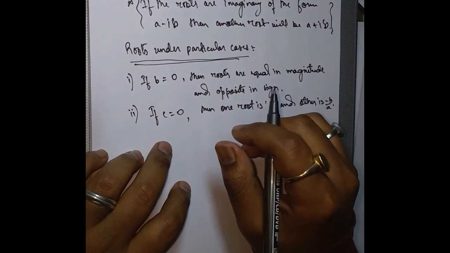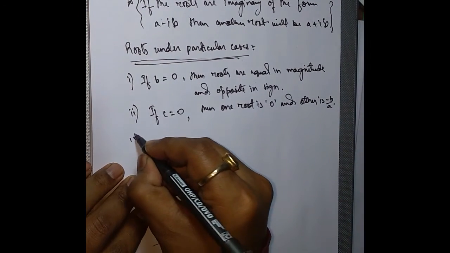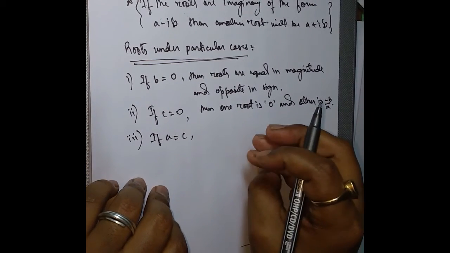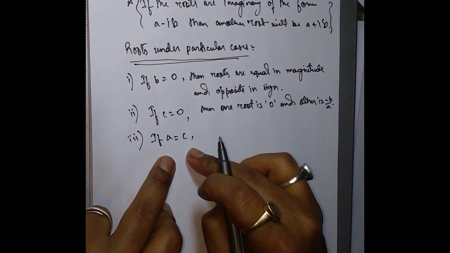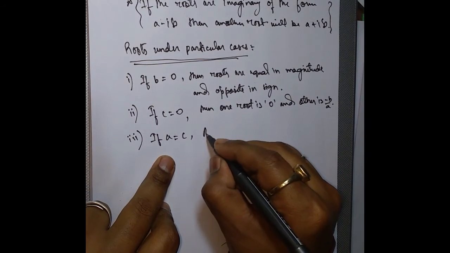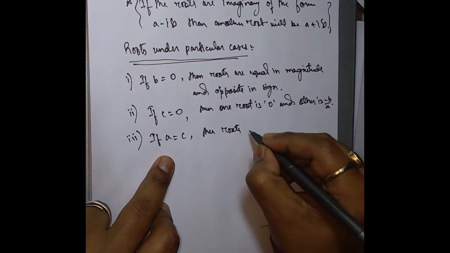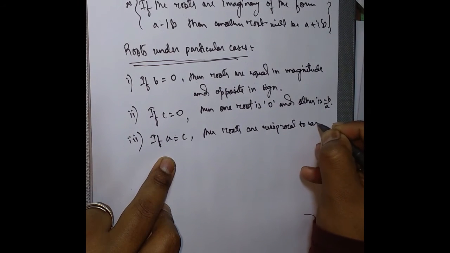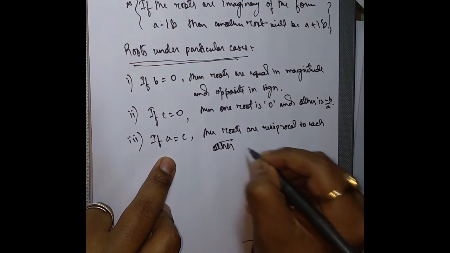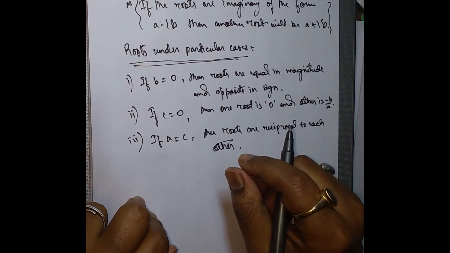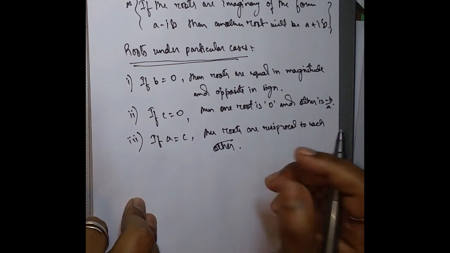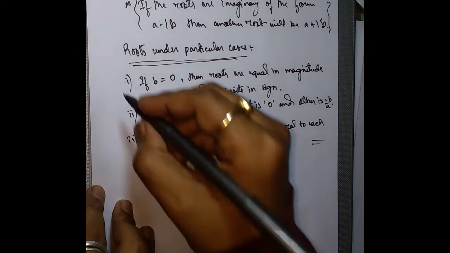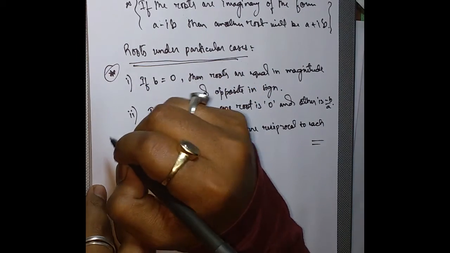Alright? Okay. Now another special case. There are many other special cases which I am not going to discuss because they are not of so much use. If a equal to c, then the roots are reciprocal to each other. Alright, these are the special cases which you might find often. So one star for it.